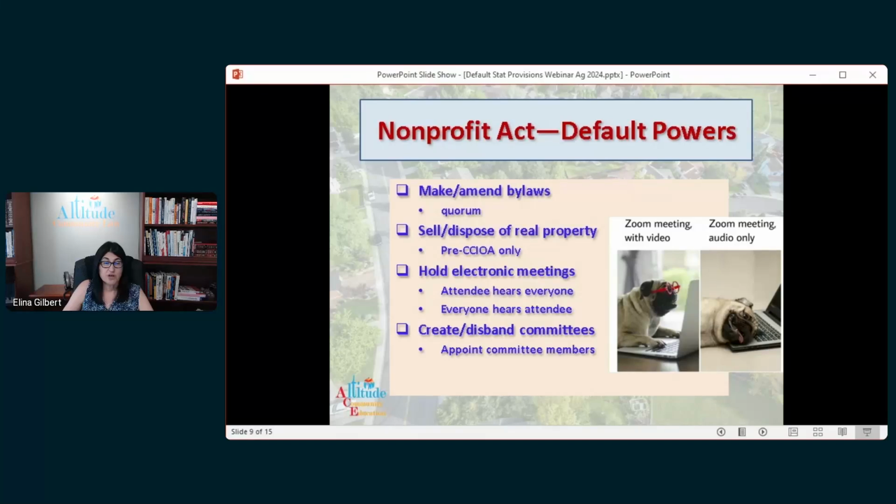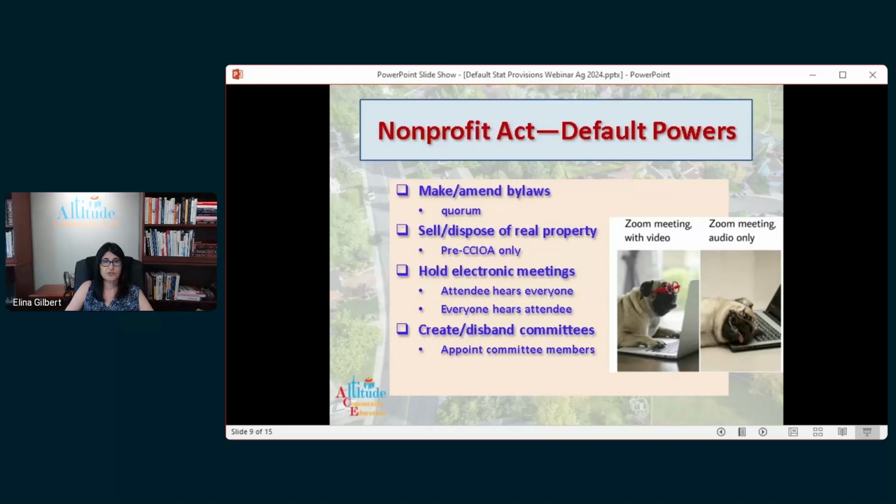All right, this next one is also fabulous. Hold electronic meetings. This is what we rely upon when we hold our virtual meetings that we started doing back in the day of COVID, right? What does this provision say? Again, unless it's expressly prohibited in the documents, which we don't typically see, you can hold an electronic meeting where the attendee can hear everyone and everyone can hear the attendee.